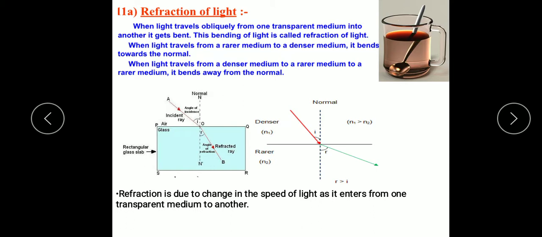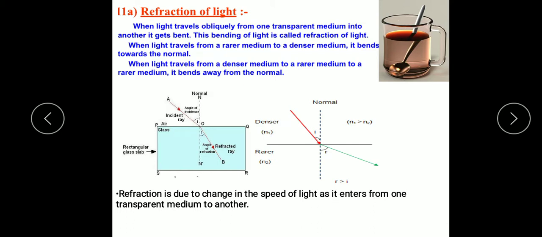And what is the cause of refraction? The speed of light is different in different media, that is, more in rarer medium and comparatively less in denser medium. So what happens when light enters a denser medium, its speed reduces and it bends towards the normal, and when it enters rarer medium, its speed increases and it bends away from the normal. This is the main cause of refraction, that is, change in the speed of light.